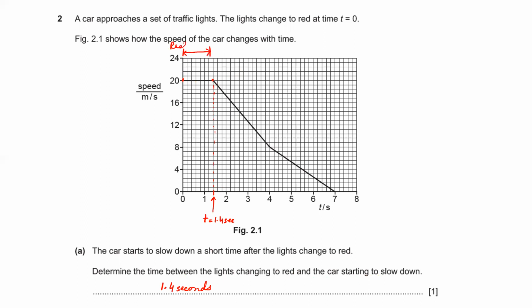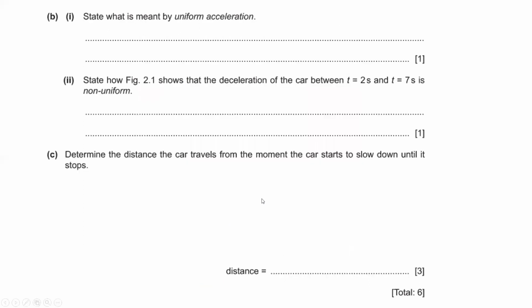So the light changed red, the car continued with the same speed till this point, and at this point the car started to slow down or decelerate. So moving ahead, part B says: state what is meant by uniform acceleration.